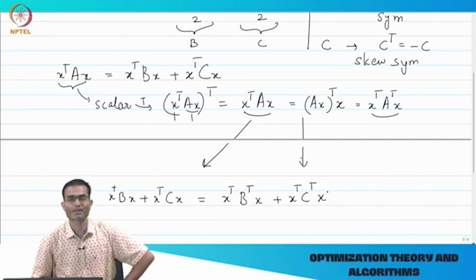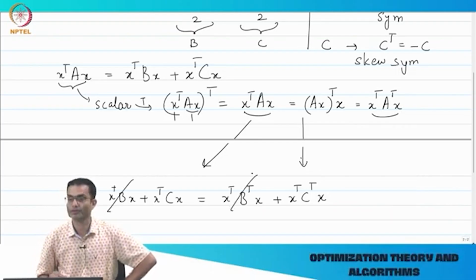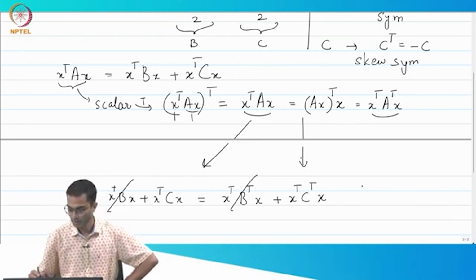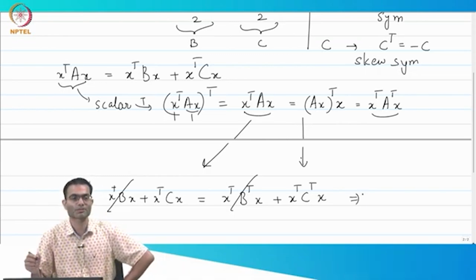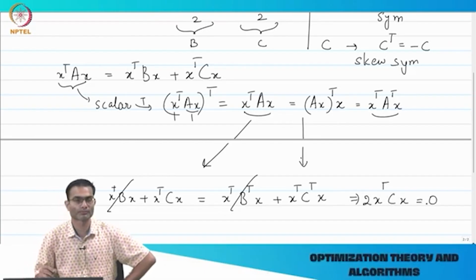What about X transpose BX? Can I cancel it? Right? Because B transpose is equal to B. What does this imply? And C transpose is minus C. So that leaves you with what? X transpose CX is equal to 0, right.